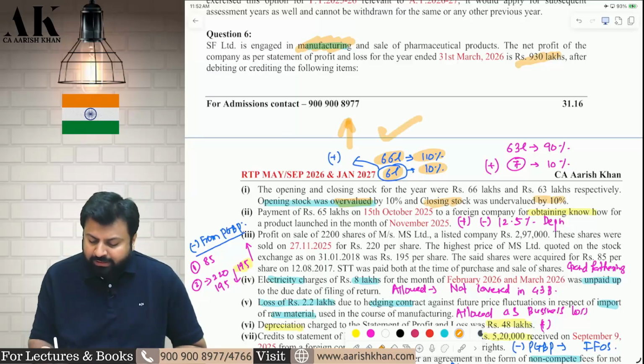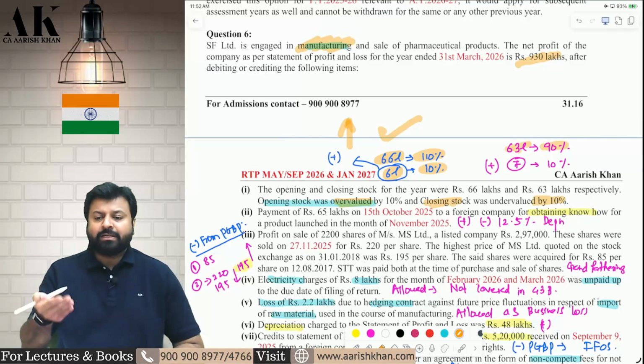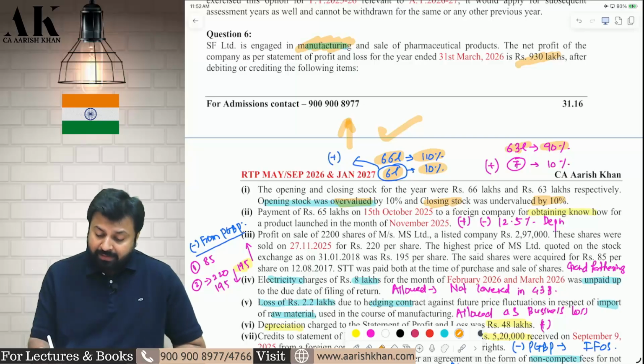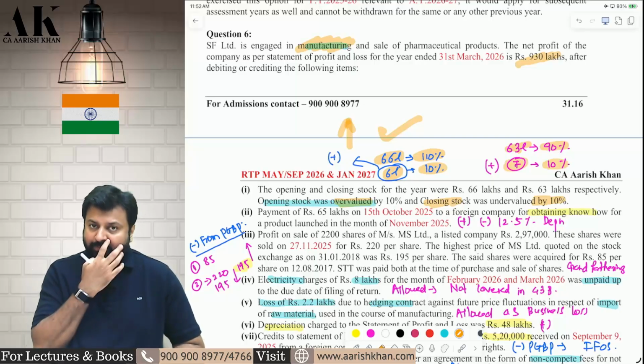Similarly, the closing stock is undervalued. Now your closing stock is 63 lakhs. It is undervalued by 10%, which means it is standing at 90%. Therefore, 10% is how much? Cross multiply, it comes to 7 lakhs.